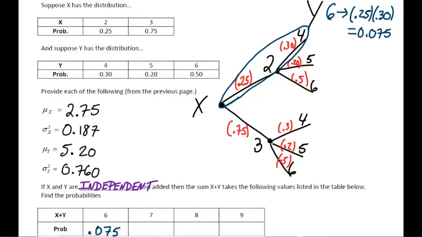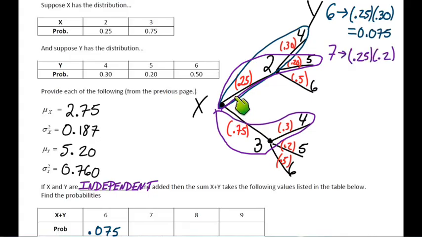All right. How about, can we get a 7? Well, we could either go 2 and 5, or we could go 3 and 4. So there's two different roots. We'll add up those two different roots. So for a 7, we could go 0.25 times 0.2 down this branch. Or let's add in that other root. We could go 0.75 times 0.3 down this branch if we went 3, 4. So if we add up those two possibilities, we have 0.275 for our 7 category down here.